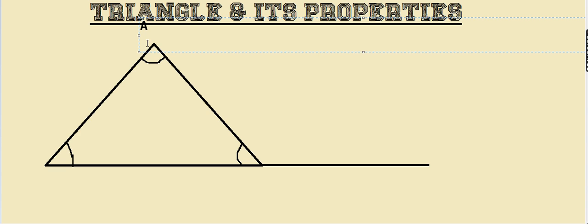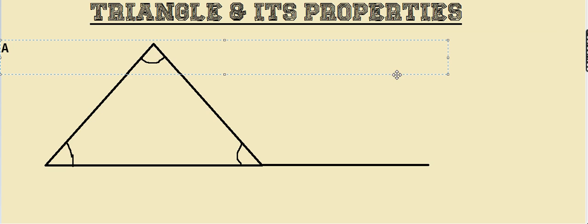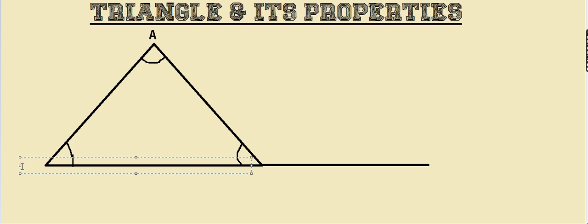Okay, so I will write the alphabet on the vertices a little lower, right on the tip of the triangle. So that is vertex A. Similarly, the second one I will name it B, and third one I'll name it C. Now what I have done here is I have extended the line BC to D. I will write D there.